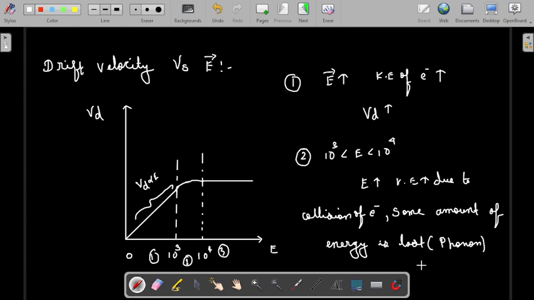In region 3 it is also the same, similar to region 2. So this is one type of curve.